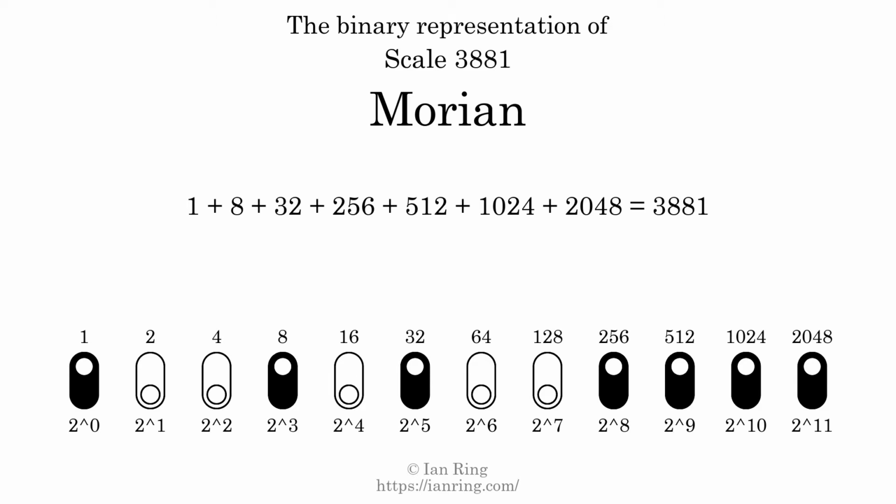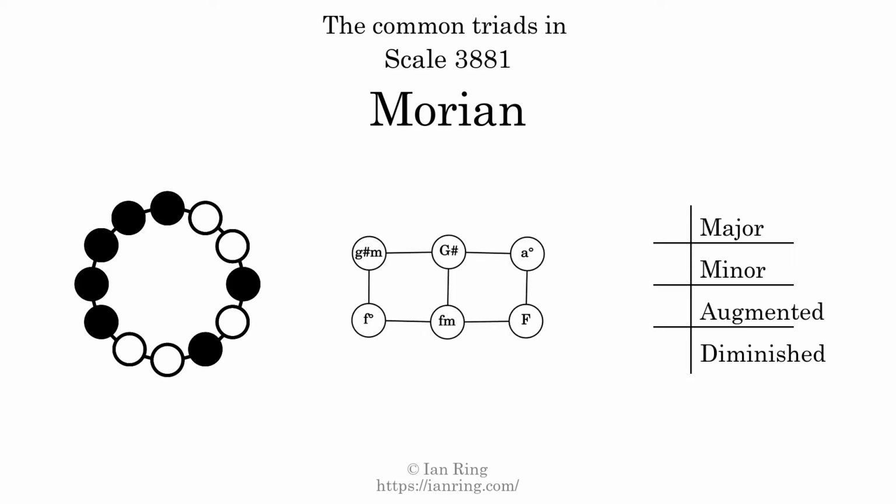The scale number not only enumerates the scale with a unique index, but it also literally describes the tonal content of the scale. Represented as a binary number in base 2, the scale number is 111100101001. Here are the common triads present in this scale.